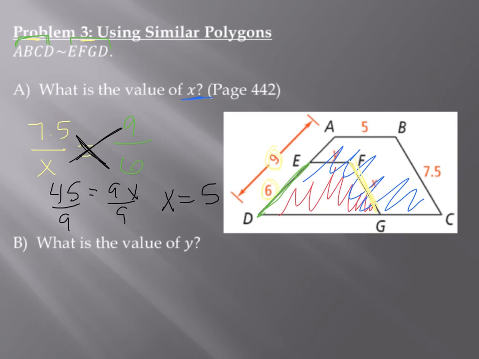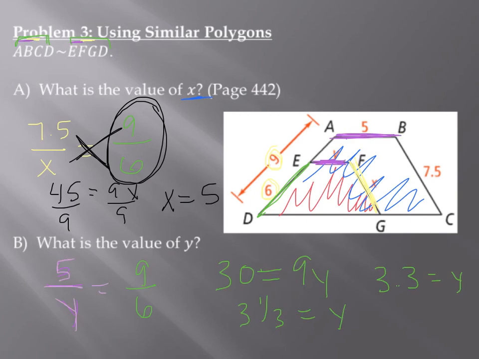Right now I want you to pause the video and try to figure out what y is. You'll probably be using this same ratio as your fraction with two whole numbers. And you should have gotten that y is equal to 3.3 or 3 1/3. So your ratio should have looked like 5 over y is going to be equal to 9 over 6 because y is matched up, EF is matched up with AB.